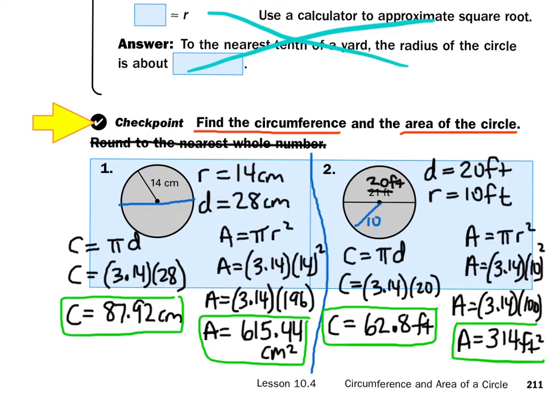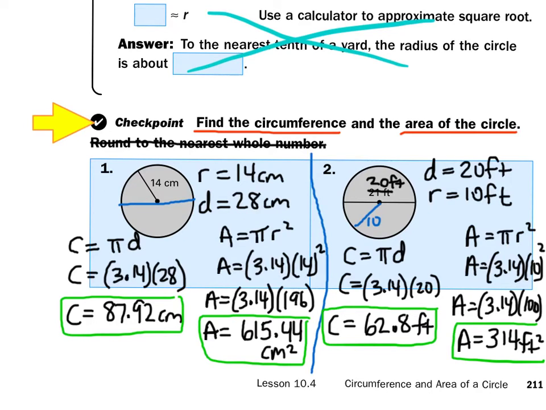Okay, you guys, so take a look at the checkpoint. We're going to find the circumference and the area of each circle. And go ahead and cross out the rounding. We're not going to round. So take a look at number 1. The first thing I do is notice how they gave me the radius. They started in the middle and went out to the edge of the circle. That's the radius. So if the radius is 14, all the way across the circle has to be 28.